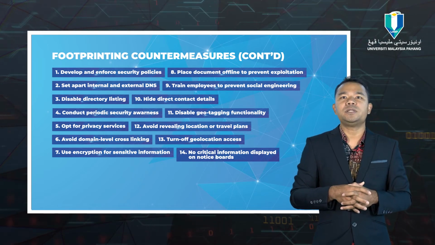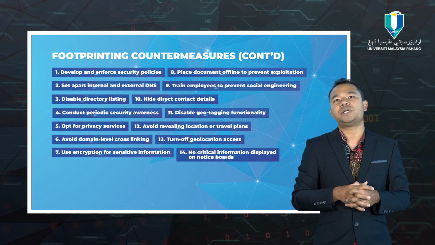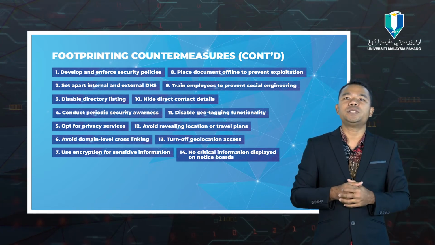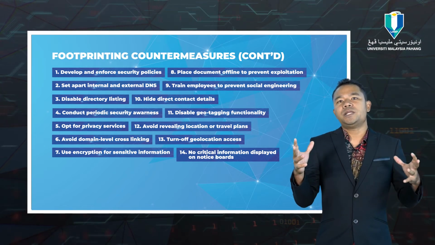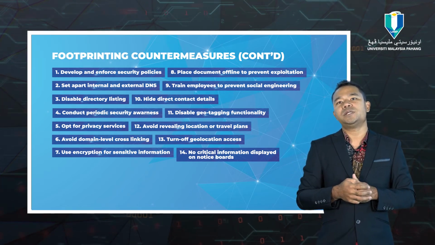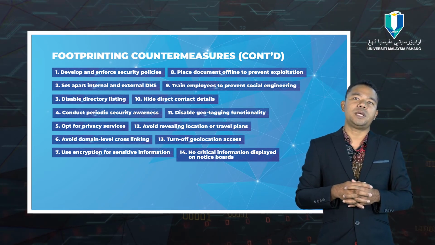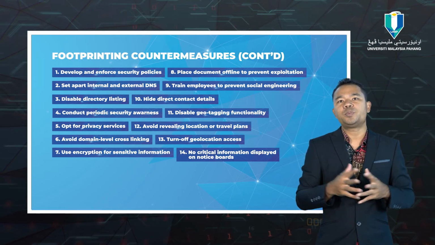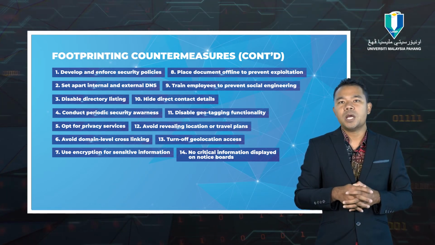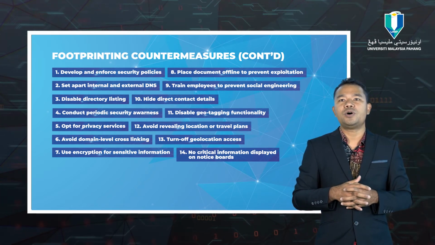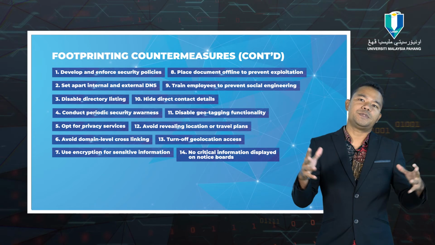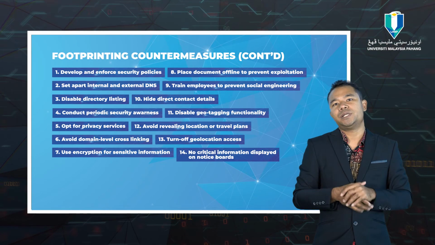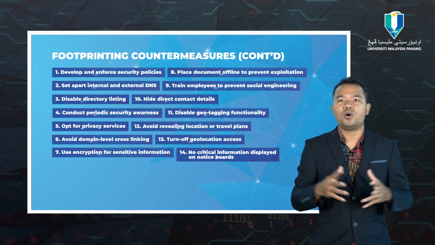Place critical documents such as business plans and proprietary documents offline to prevent exploitation. Train employees against social engineering techniques and attacks. Sanitize the details provided to internet registrars to hide direct contact details. Disable the geotagging functionality on cameras to prevent geolocation tracking. Avoid revealing one's location or travel plans. Turn off geolocation access on all mobile devices when not required. Ensure that no critical information is displayed on notice boards or walls.